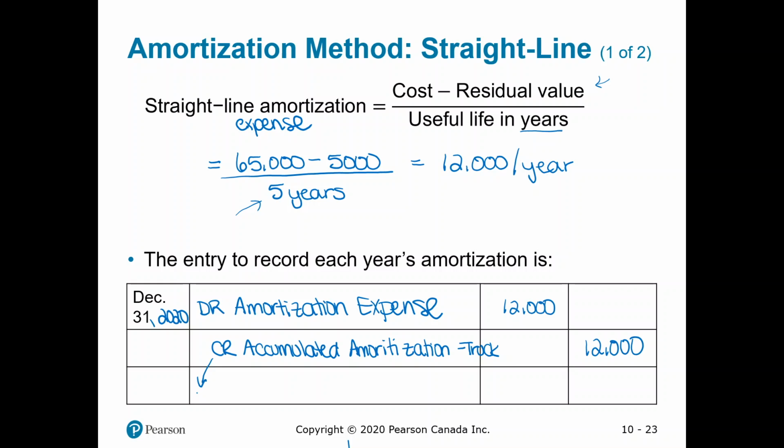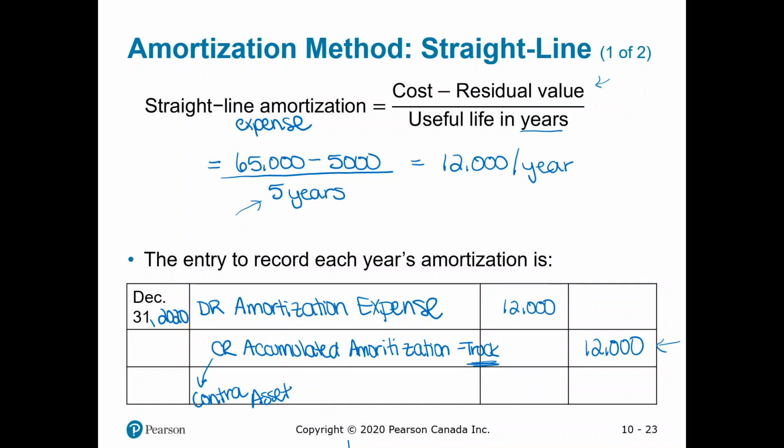So just as a reminder, this is that contra asset account. So it sits on the balance sheet with the truck account and we just net them together to get that book value, which is the net amount. But users want to know what you originally paid for the truck. So we leave that balance as it is at the $65,000 and use this separate contra account.